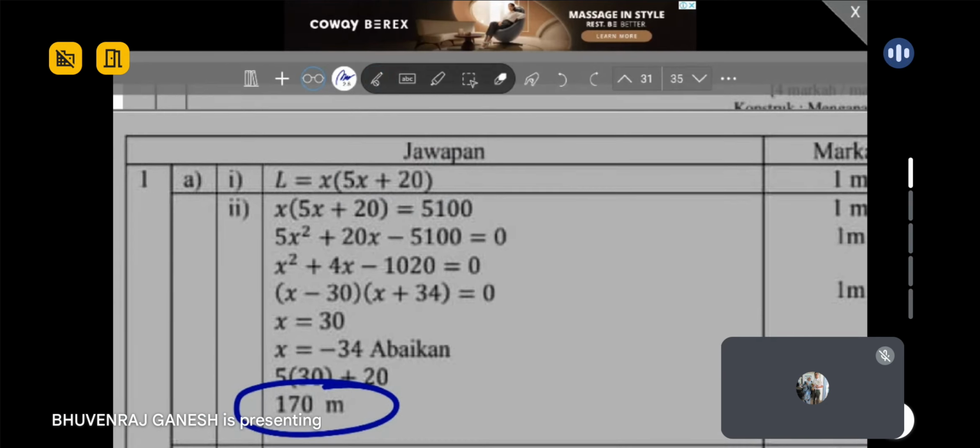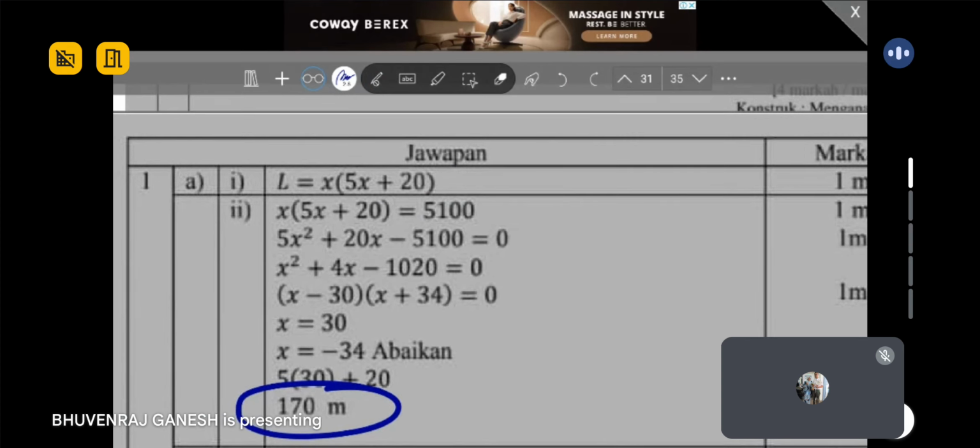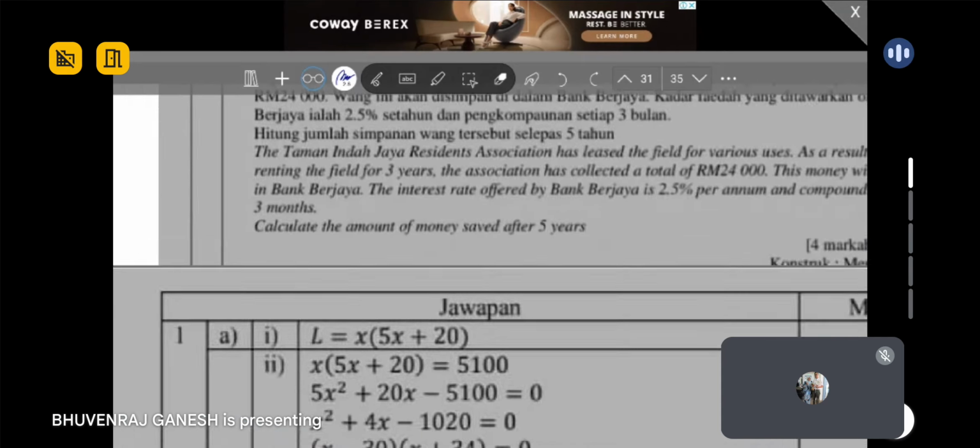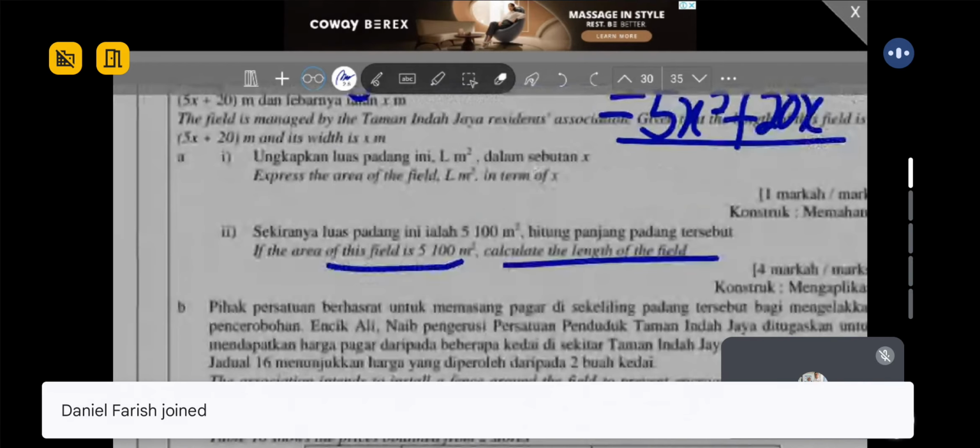Boleh kan guys? Understand or not? Respond to me. Faham ke tak? Sampai sekarang. Sangat faham kan? Very understand, right? Am I right? Okay, so continue. Kalau faham. Okay, next one.